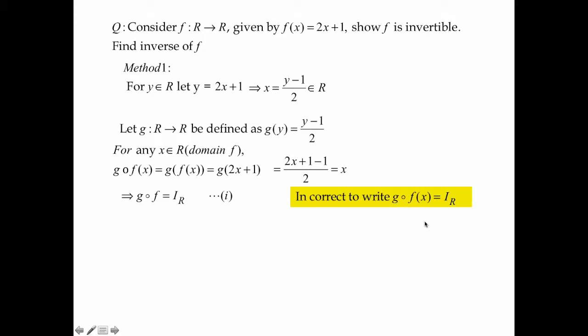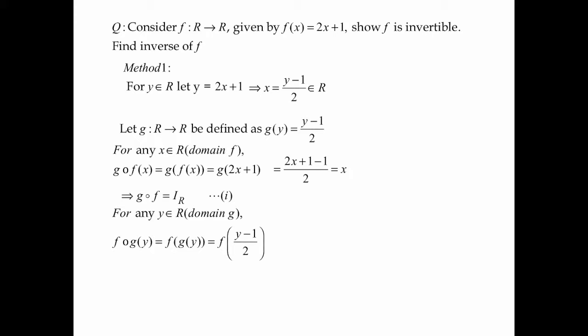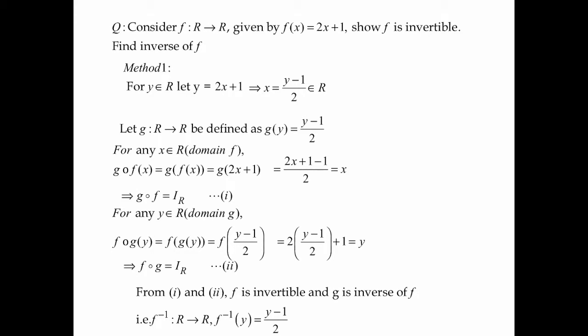The next step is again very simple. You will take now an element on which g is going to act. So to find f of g of y, where y belongs to R, that is the domain of g, we have the rule that it's the same as f of g of y. g of y is y minus 1 by 2 and therefore f takes it back to y. So we say that f composed with g is also identity function, but on the set R, which is the domain of g. And so from 1 and 2, we are ready to conclude that the function is invertible and g is the inverse of f. At the same time, you are asked to find the inverse of f.